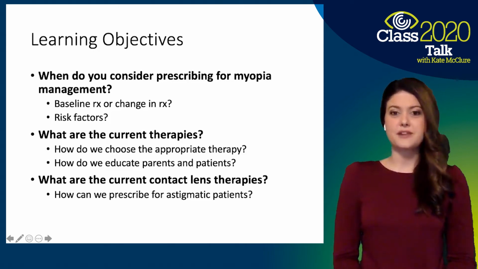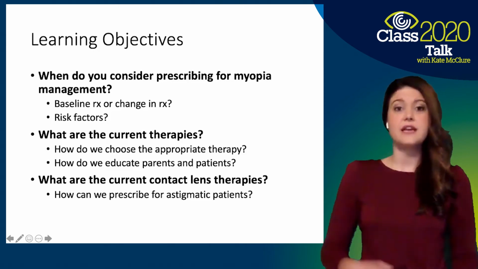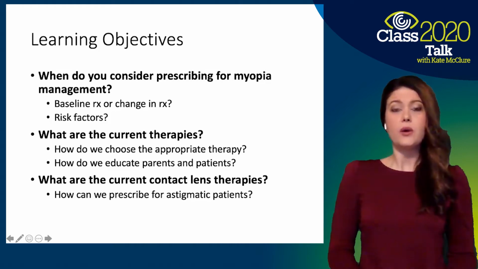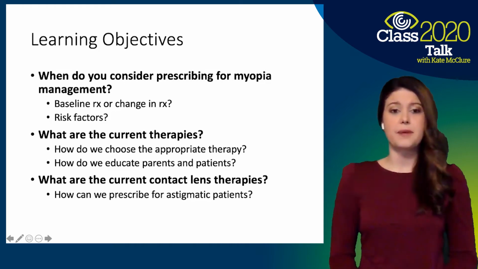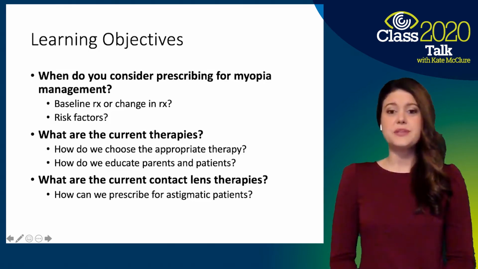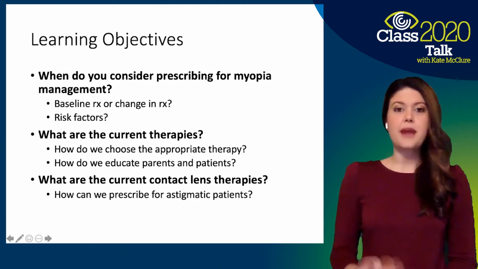What are the risk factors involved for a child developing myopia or having a progression of their myopia? What are the current therapies that we have available? How do we choose the appropriate therapy for each patient? And then, how are we going to educate our parents and patients about the selected therapy?